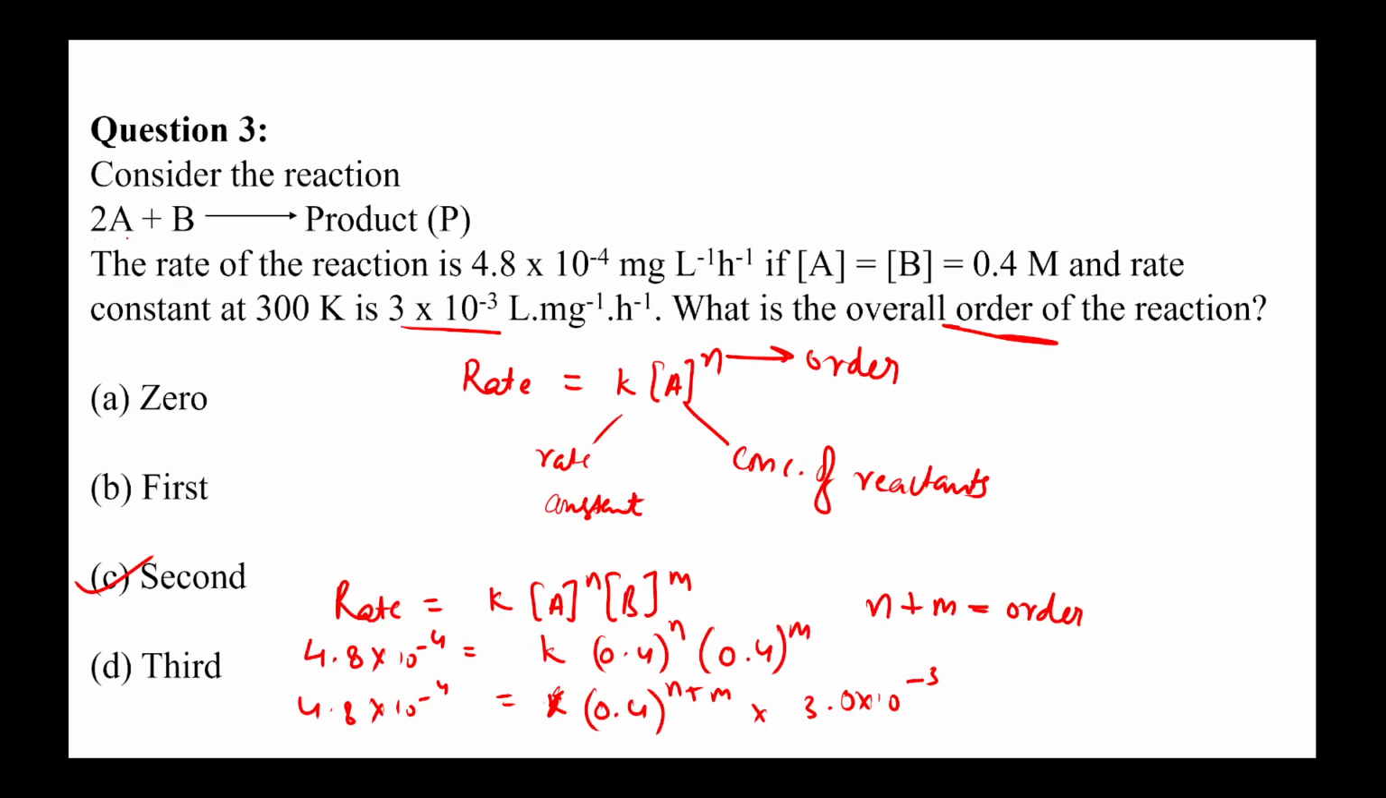So basically, whatever the reaction is, you have to define the rate as the rate constant multiplied by the concentration of reactants raised to the power of the order of the reaction. So here we are getting this as a second order reaction.